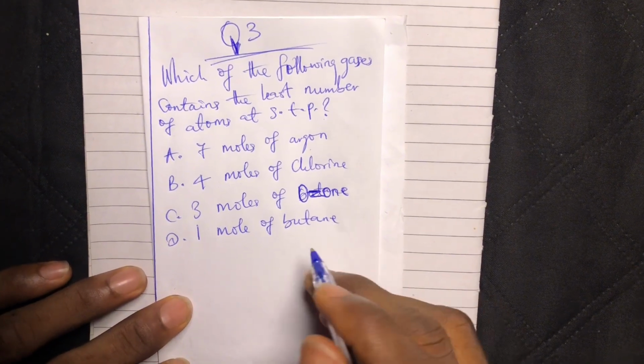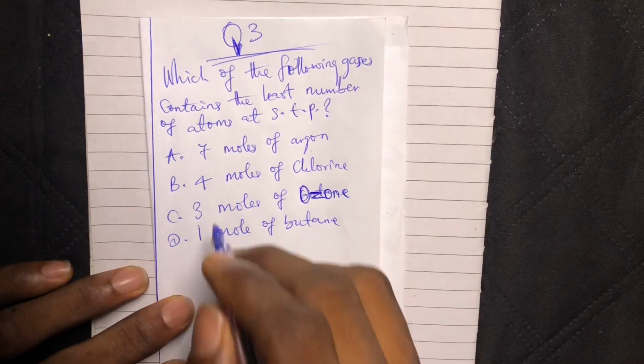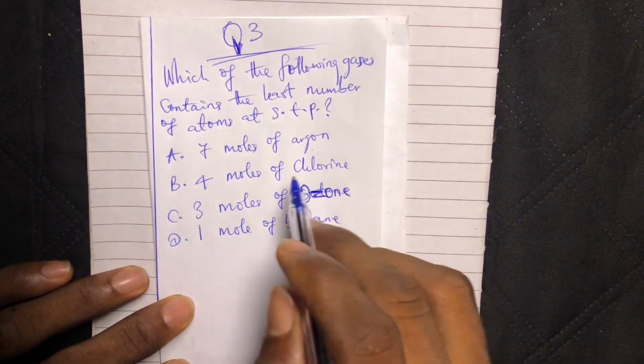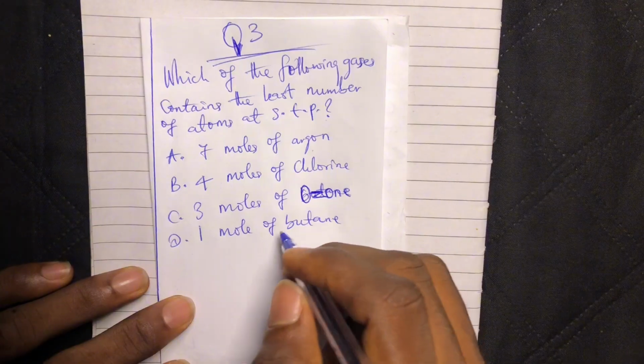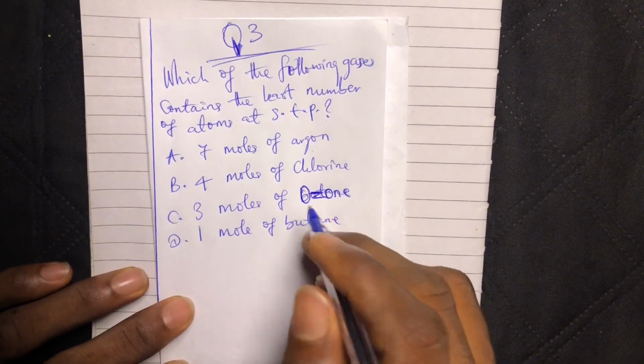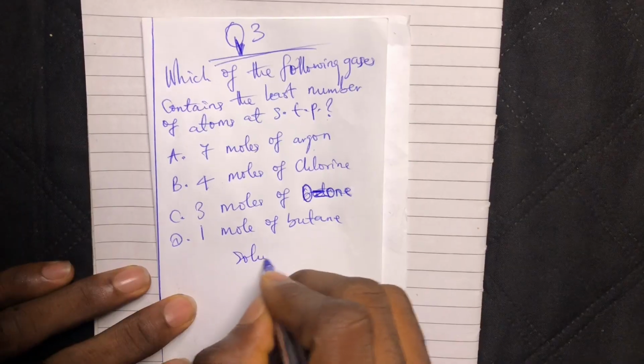So what we are going to do to get the correct answer for this particular question is to treat each of the options separately on their own so that we can know the correct option for this particular question. All right, and for us to get that, we are going to write our solution.